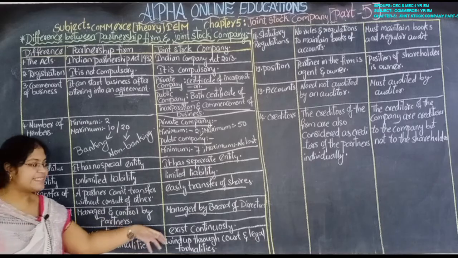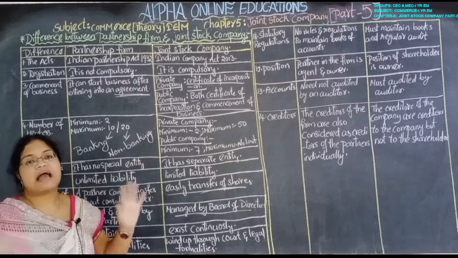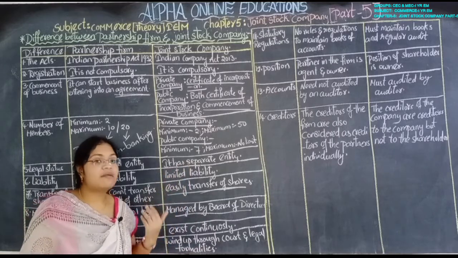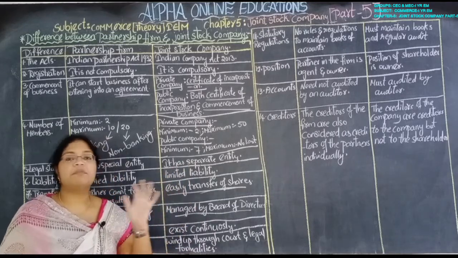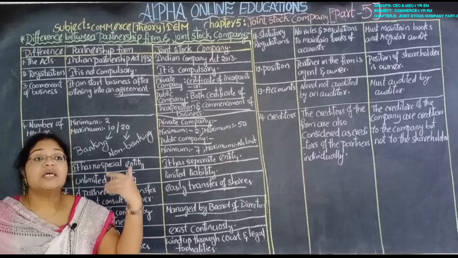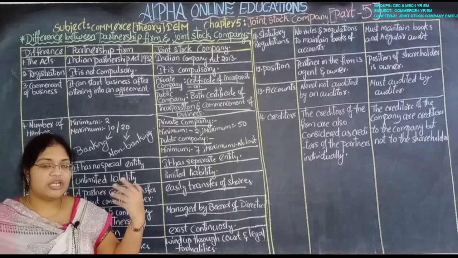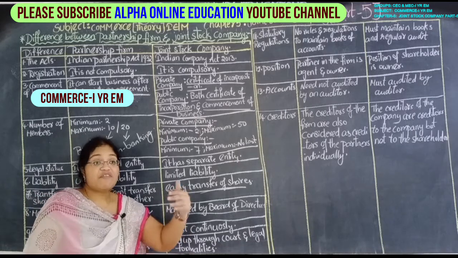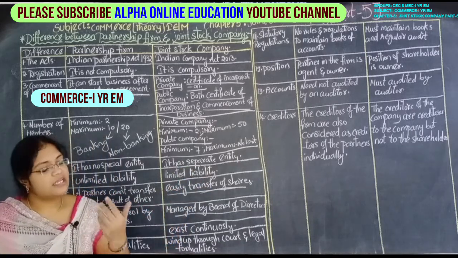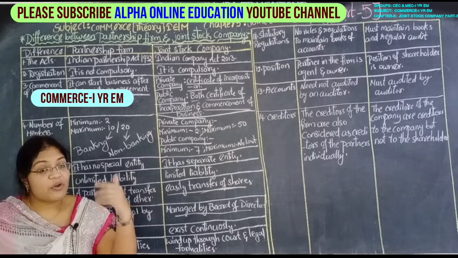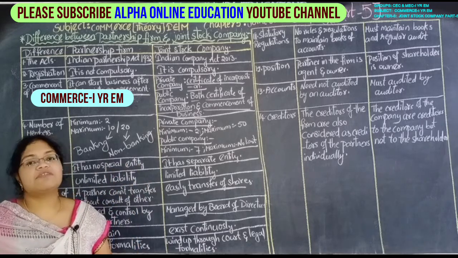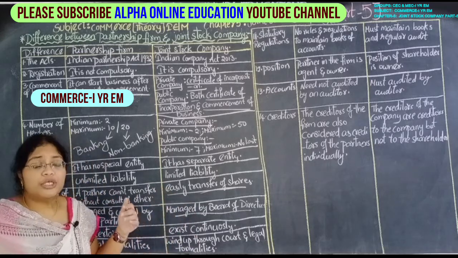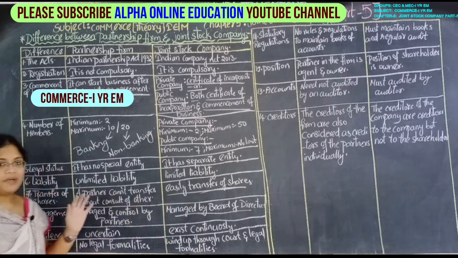But in the case of a company, that will not happen. If a partner dies, it will still continue. If a partner retires, it will still continue. If a new shareholder enters, it still continues. If an employee retires, it still continues. If an employee dies, at that time also it will continue. So it is not affected by any kind of human loss to the company.